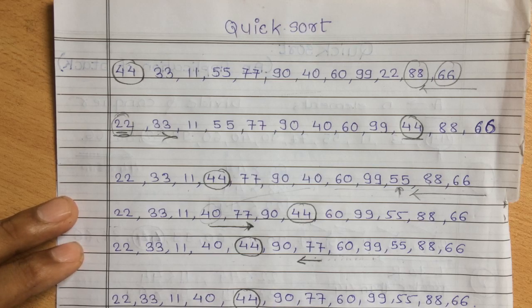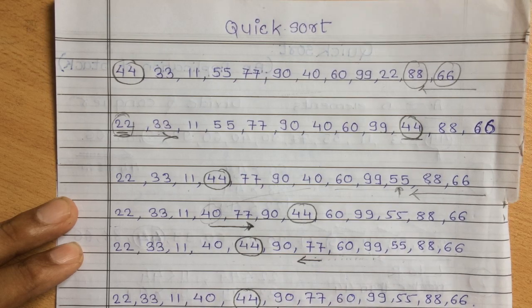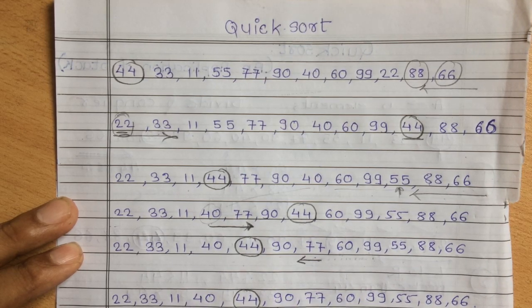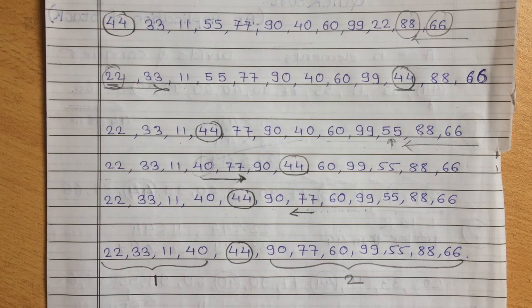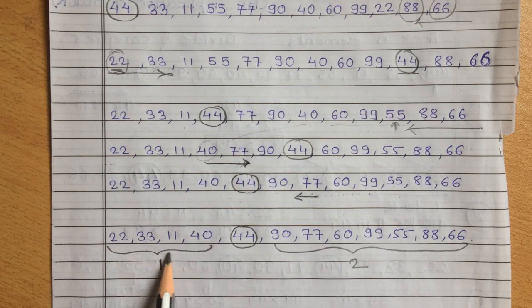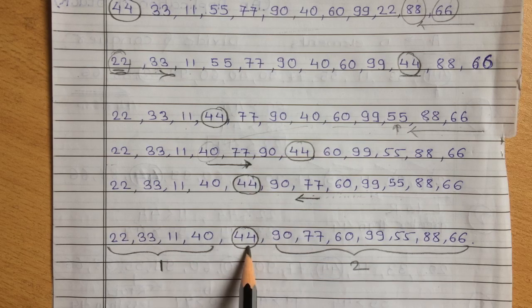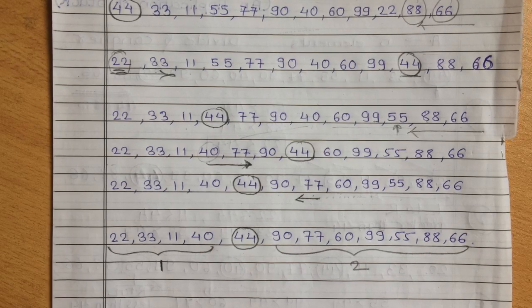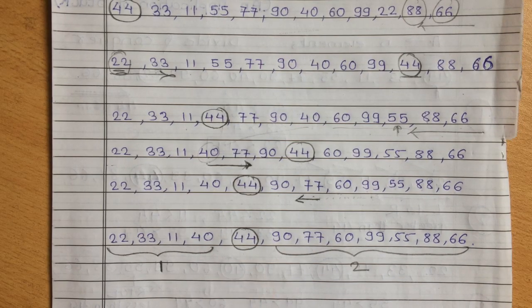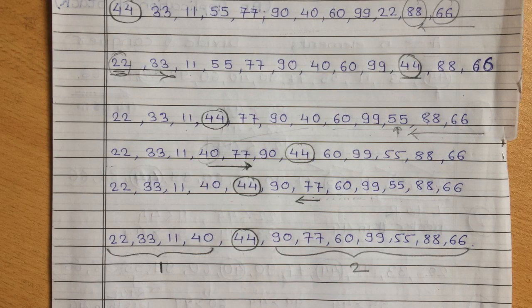So at the end of this, we get two sublists. This is sublist 1 and this is sublist 2. Till this point we have studied in the previous lecture. The elements in sublist 1 are less than 44 and the elements in sublist 2 are greater than 44. And this is the final position of 44 after sorting the elements.